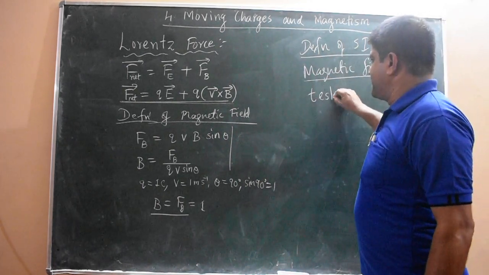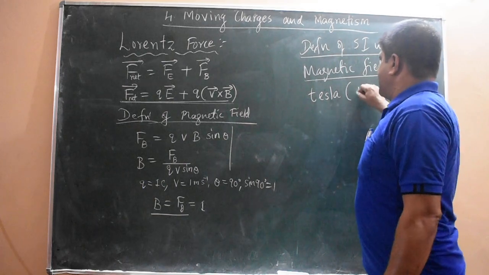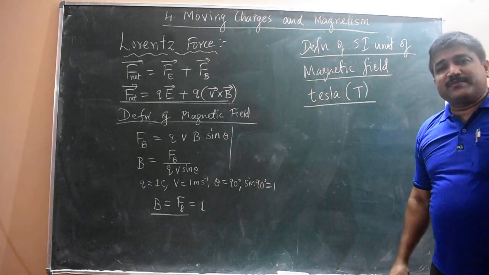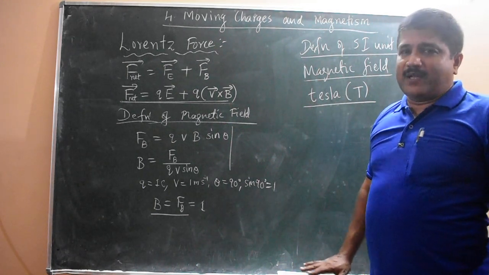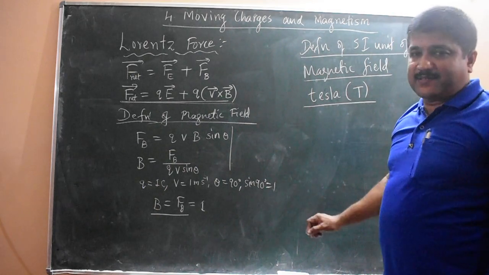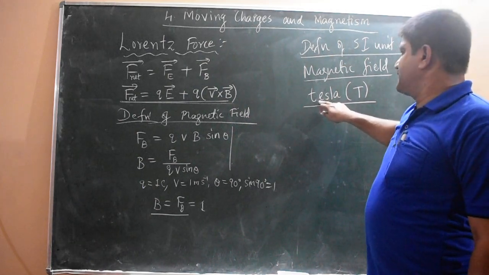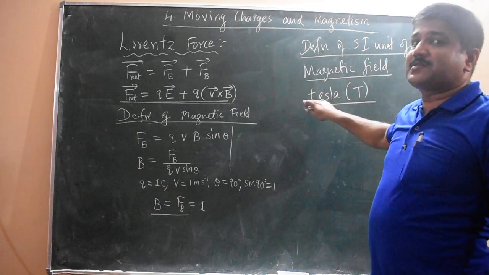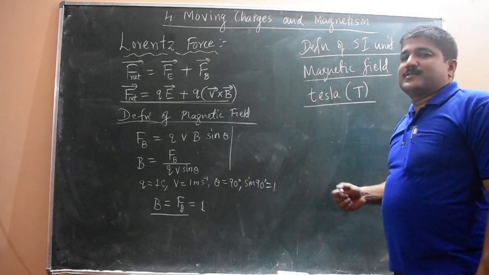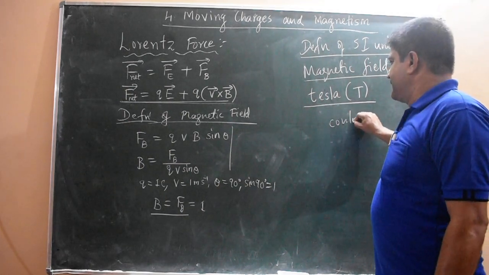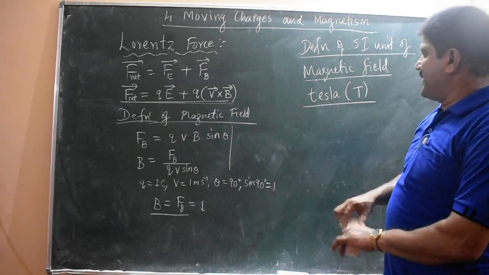Tesla. This is actually the name of a scientist, but I write a small t when writing the unit tesla. Whenever the unit name is given in honor of a scientist, we write the small letter for the unit name. For magnetic field, it is tesla, written with a small t, not capital T. Like coulomb: the symbol is capital C, whereas the unit coulomb is written with a small c. Force, newton, small n. Same way here, tesla.